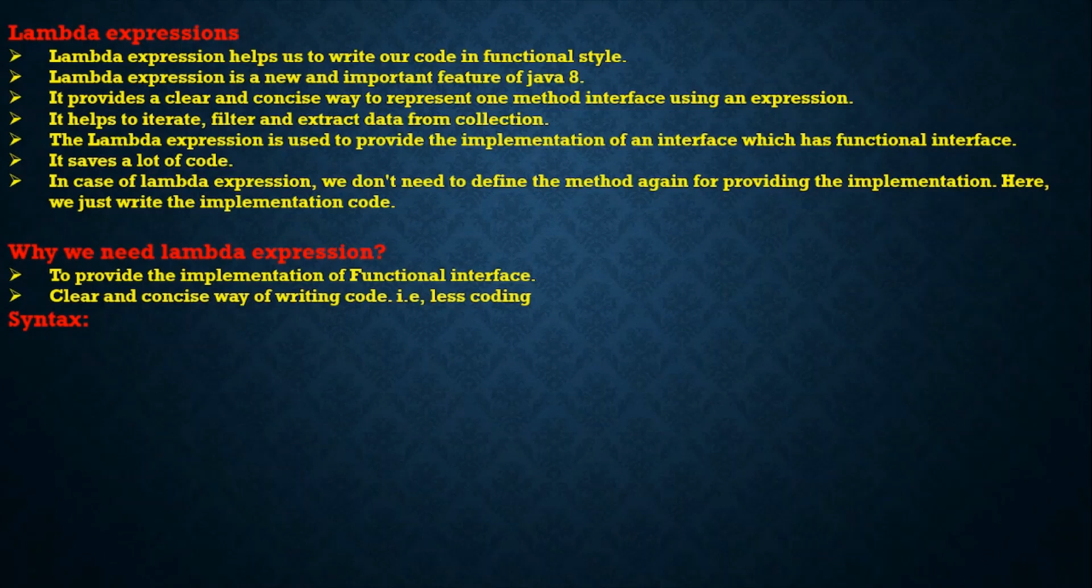Let's understand what the syntax is. It is an argument list, followed by an arrow symbol and then the body. The argument list may have one parameter, two parameters, or no parameter as well. Then we give the arrow symbol, and the body part will contain the implementation of the lambda. Whatever code we are going to write for a method implementation, we will write as part of the body. Okay, let's see.